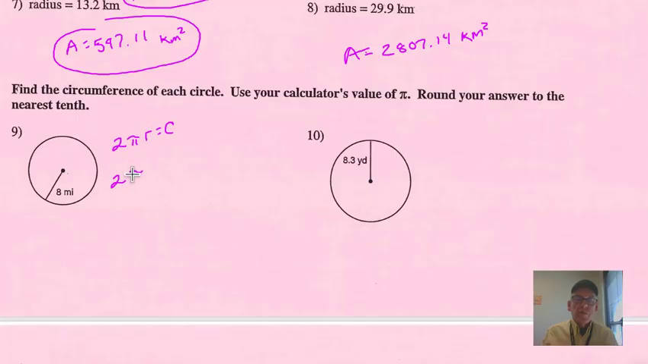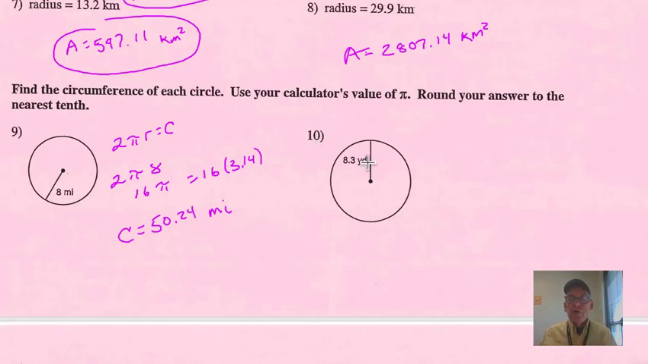So we're going to do 2 times pi times 8, which gives me 16 times pi, which is 16 times 3.14. And that's going to be our circumference, and we're going to have miles as our units. So 16 times 3.14 is 50.24. And our units are going to be miles. Since we're dealing with distance around, it's linear miles. There's no squares.